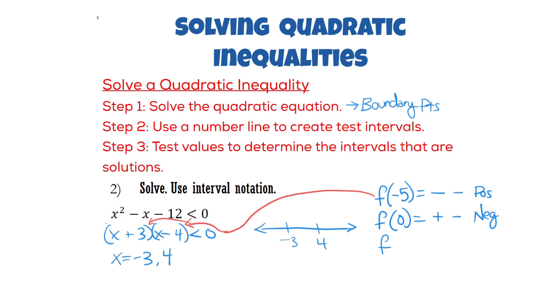Let's try one more test point over on the right side of the 4. So let's put in a 5, I guess, and plugging that in. If I plug 5 in here, this will be positive. Plug 5 in here, this will be positive. If I take a positive times a positive, I'm going to end up with a positive.